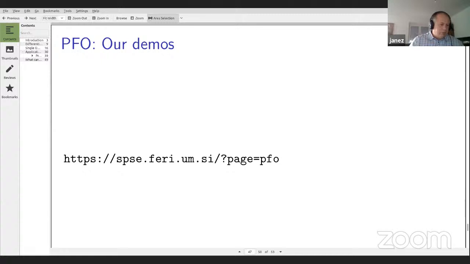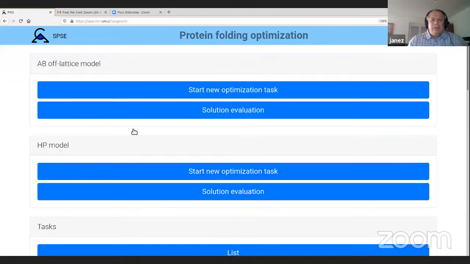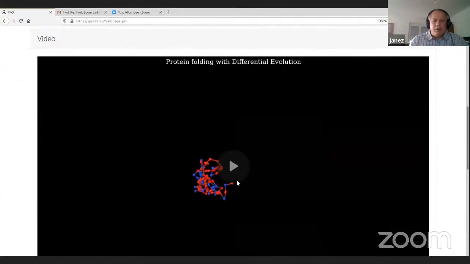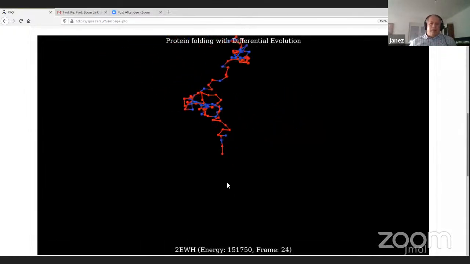play with your own examples and so on. Sorry, I have too many tabs and open windows. This is the web page, and here you can also play some videos showing how this process is going, and also some rotation.